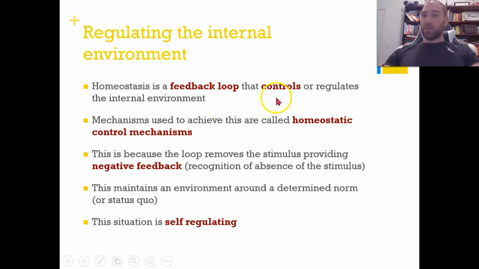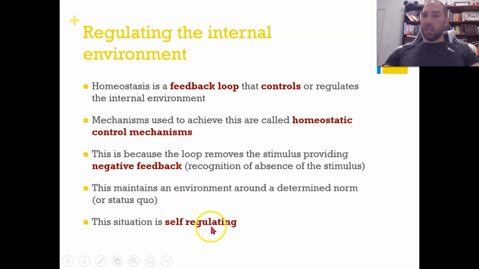So as we said, homeostasis is a feedback loop. It controls and regulates the internal environment. We call those mechanisms homeostatic control mechanisms, and the way that it works is through a system called negative feedback. What happens in negative feedback is the output of the system becomes the input for the system, and that should lead to a reduction in the stimulus that we're experiencing. So it gets us back to our status quo.